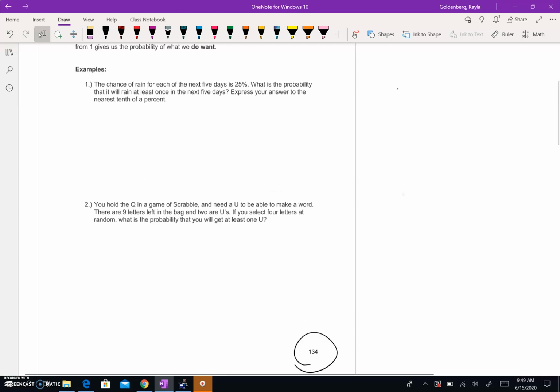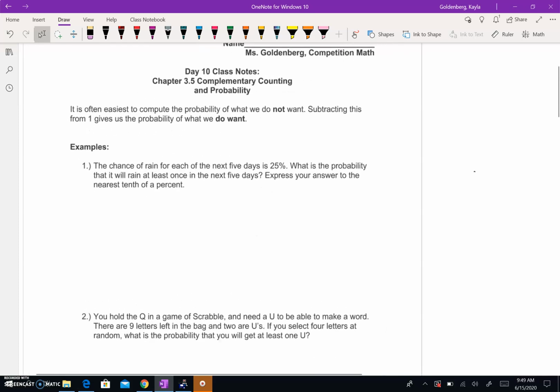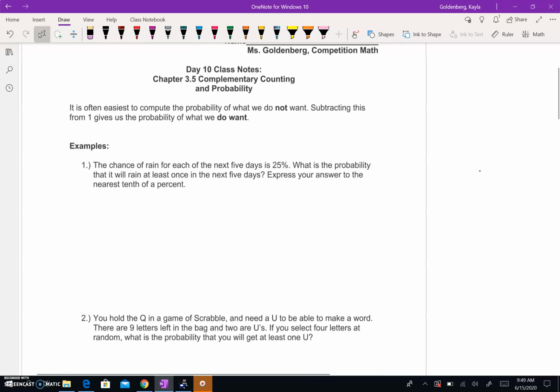We are on page 134, and we're continuing our probability study looking at an interesting facet called complementary counting. Complementary counting is easiest to understand reading these lines here. It's often easiest to compute the probability of what we do not want, and then in order to get what we do want, we subtract it from 1. Remember, 1 is the same thing as your 100%.